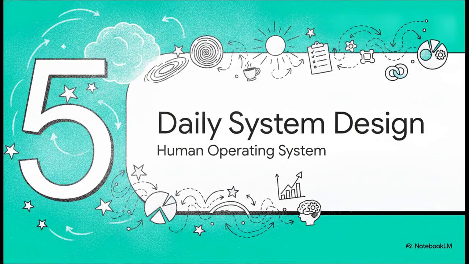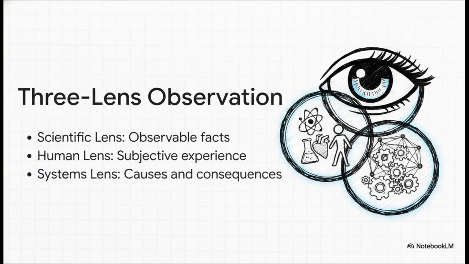So, what does this actually mean for your Tuesday morning? Let's zoom into Section 5, designing your daily system. The human operating system. It is time to turn this massive cosmic architecture into a highly practical daily routine. The author suggests that before making major decisions in your life, you should view the world through this 3-lens observation method.